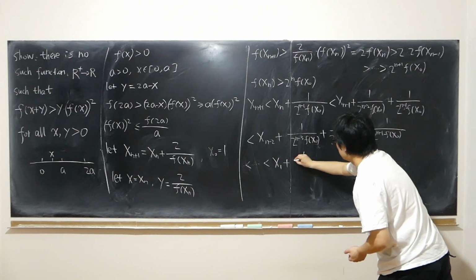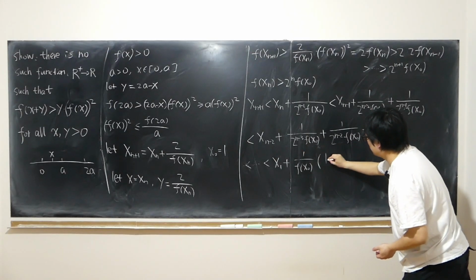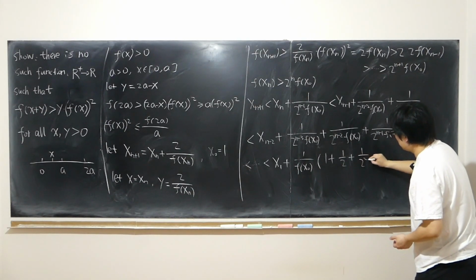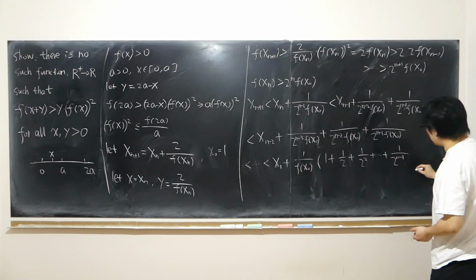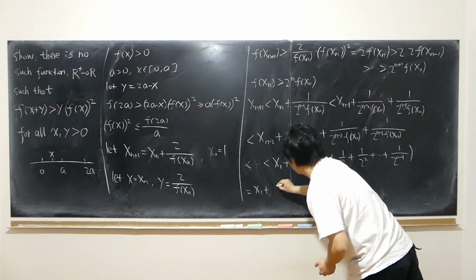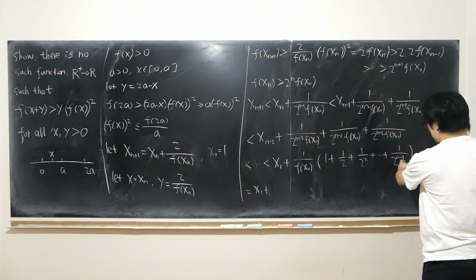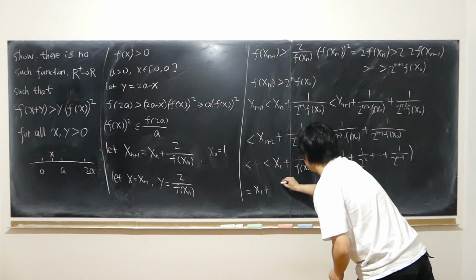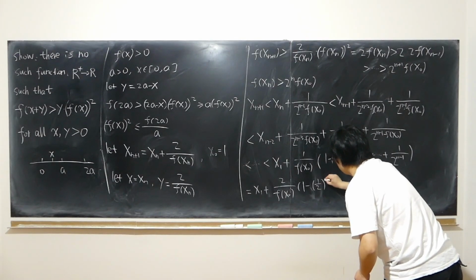So first of all, the common factor. 1 over 2 to the 0, so 1. Next is half. Next is 2 to the 2. Last bit, 2 to the n minus 1. So here we have a geometric series. Common ratio is half. So how many terms do you have? 1, 2, 3, n terms. So 1 minus half, so 2 over f of x_0 times 1 minus half to the power of n.